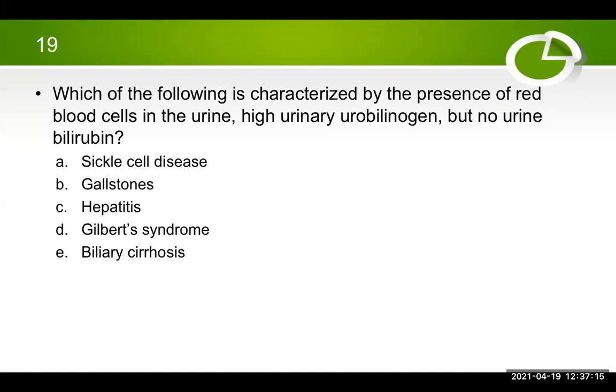Now, number 19. Which of the following is characterized by the presence of red blood cells in the urine, high urinary urobilinogen, but no urine bilirubin? Now, see this. Take a bit of time here, okay? Presence of red blood cells in the urine, high urinary urobilinogen, but no urine bilirubin. So which one among these is the correct answer here?